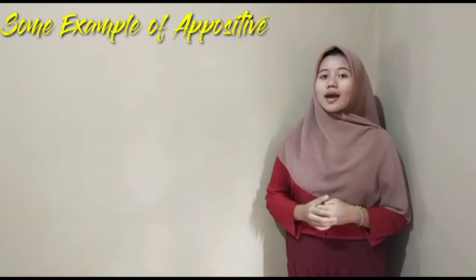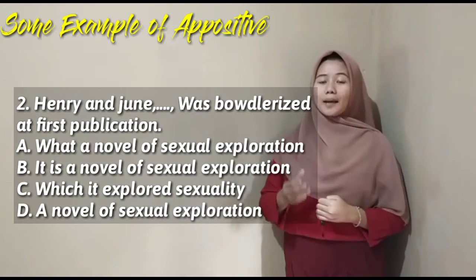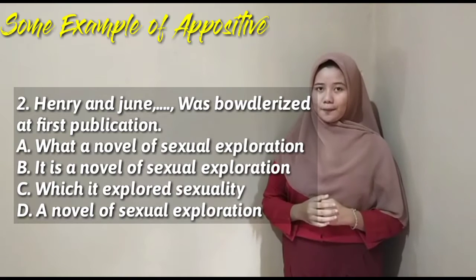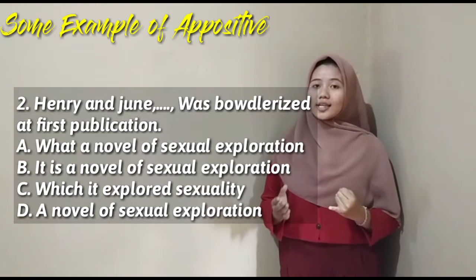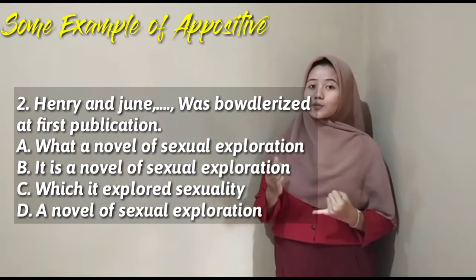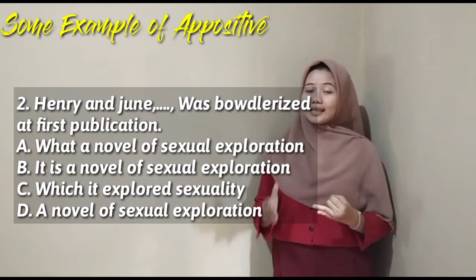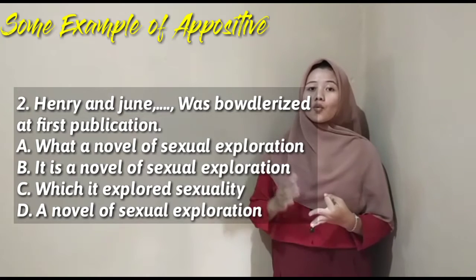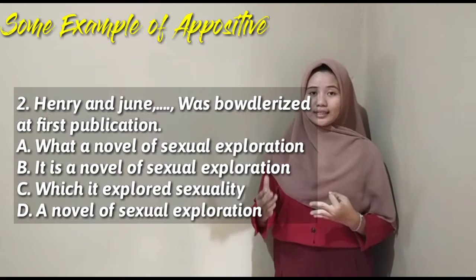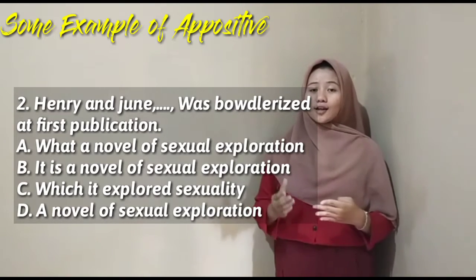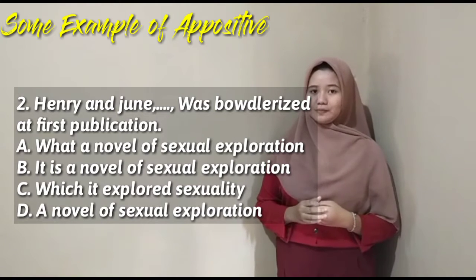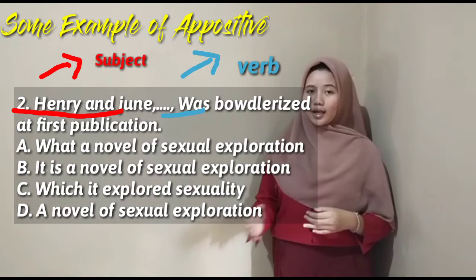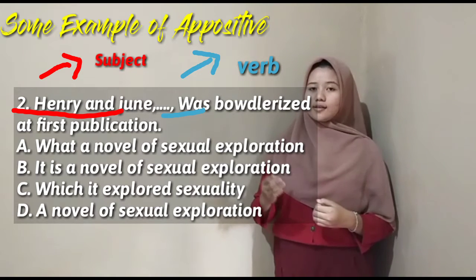Number 2. Henry and June, blank, was boldly raised at first publication. A. What a novel! of sexual exploration. B. It is a novel of sexual exploration. C. Which it explores sexuality. D. A novel of sexual exploration. In the question, Henry and June is the subject and was is the verb.